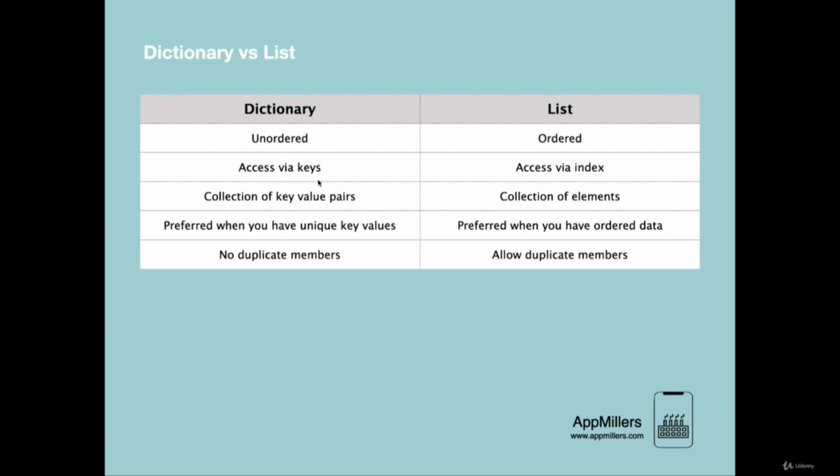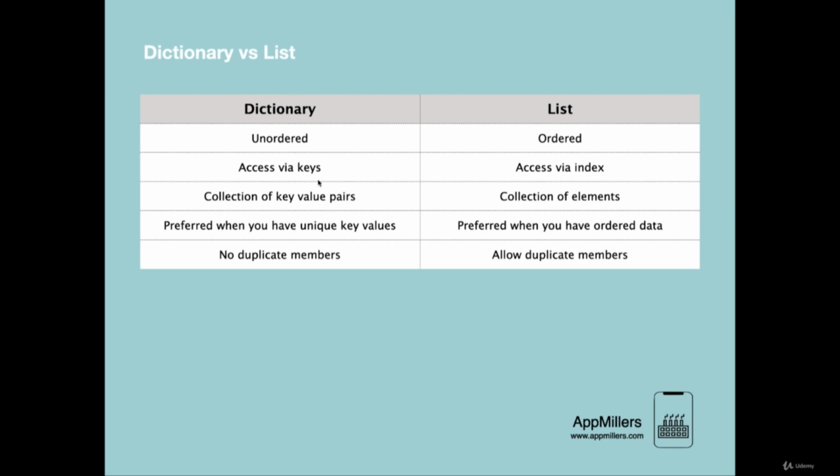So if in our data collection we have unique key values, it's better to use a dictionary, because by using unique key values, we can access the dictionary very efficiently. But if we have ordered data, in this case, lists are very efficient, because as I said before, lists are stored in memory the way that we declare them. So ordered data is very efficient with lists.